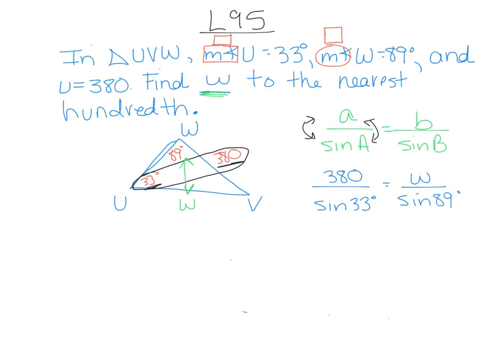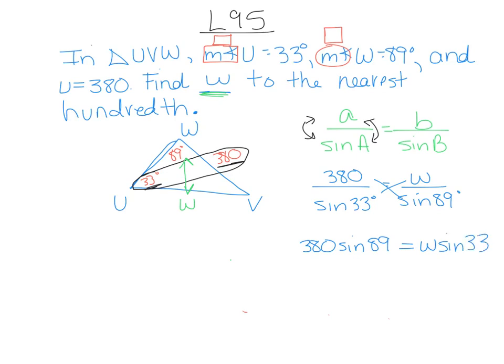So from here, once again, you can basically just cross multiply because we have two fractions equal to each other. So I get, and we always put the side first just to make sure you don't end up plugging this 380 into the sine. So I usually do side times the sine of the angle. And so here's the other side. We're just cross multiplying W times the sine of 33.